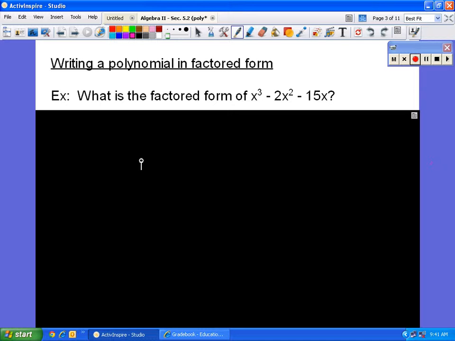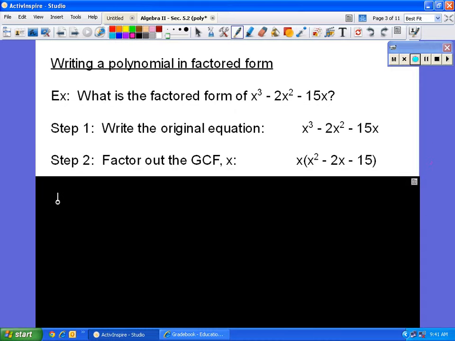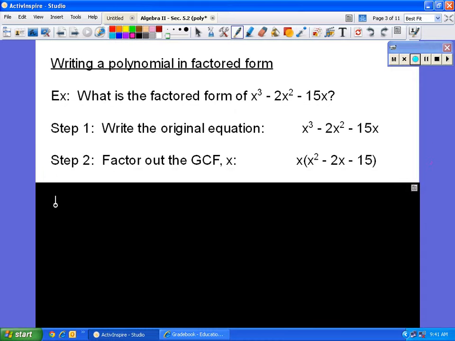Excellent, Jillian. We're looking for the greatest common factor, or GCF. And as was pointed out, the greatest common factor here is x. So that's the first thing that we're going to do. We're going to factor out the greatest common factor, which in this particular problem is just x.